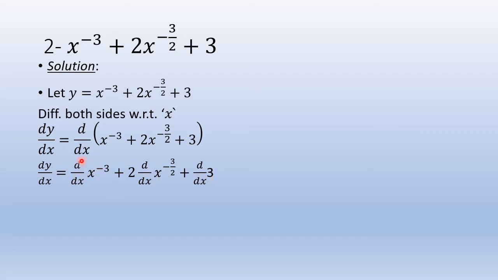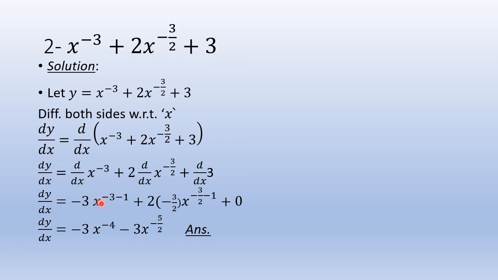We are going to apply the power formula to take its derivative and it will become minus 3 x to power minus 3 minus 1, then it will become minus 4. Derivative of x to power minus 3 by 2 will become minus 3 by 2 into x to power minus 3 by 2 minus 1, and 3 is a constant, so its derivative will become 0. Here you can see it. We have applied the power formula: minus 3 x to power minus 3 minus 1, plus 2 is a constant, it remains as it is, minus 3 by 2 x to power minus 3 by 2 minus 1, and plus derivative of 3, which is 0.